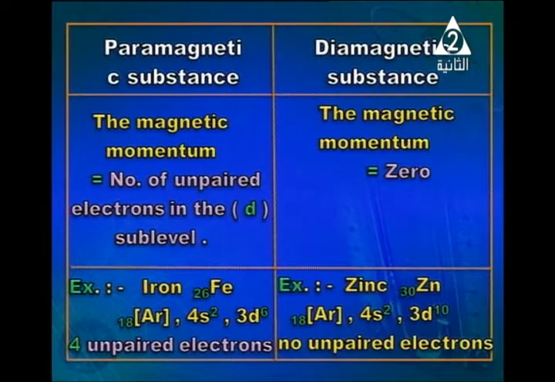The magnetic moment of a paramagnetic substance equals the number of unpaired electrons in the d sublevel. For example, iron, which has atomic number 26, has an electronic configuration ending with 4s2 3d6, so it has 4 unpaired electrons. While in a diamagnetic substance, the magnetic moment is always equal to 0, as in zinc, which has an electron configuration ending with 4s2 3d10, so it has complete d orbitals and no unpaired electrons are found.